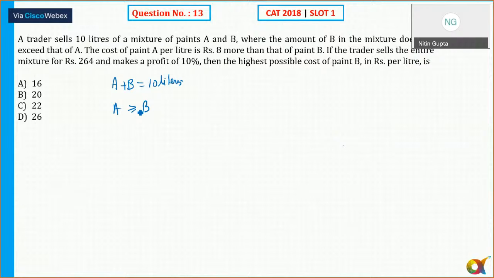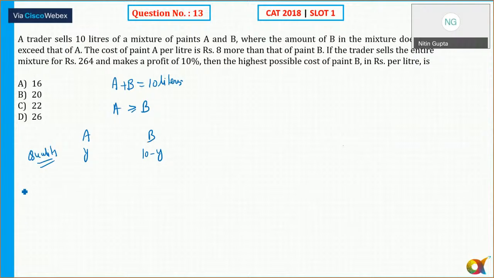Now, there are two things. I'll discuss it by two different approaches here. It says the cost of paint A per liter is rupees 8 more than the paint B. So there are two things, that is A and B. A is equal to Y liter, and B is then 10 minus Y liter. Why? Because A and B, this is the quantity. So paint A is Y liter, paint B is 10 minus Y liter.